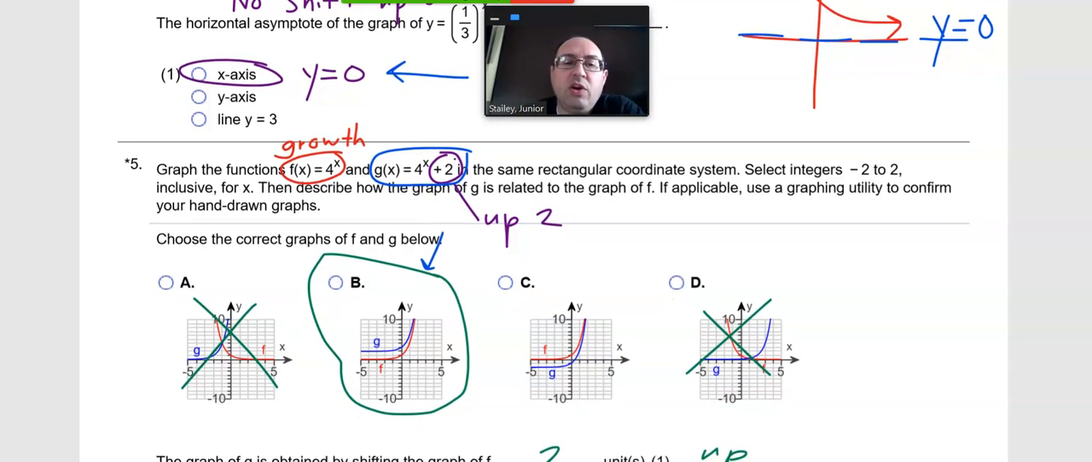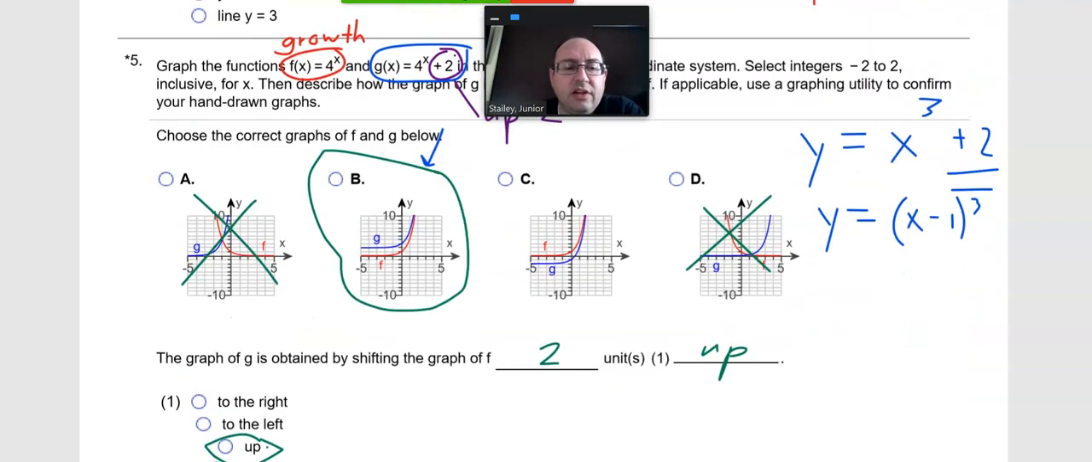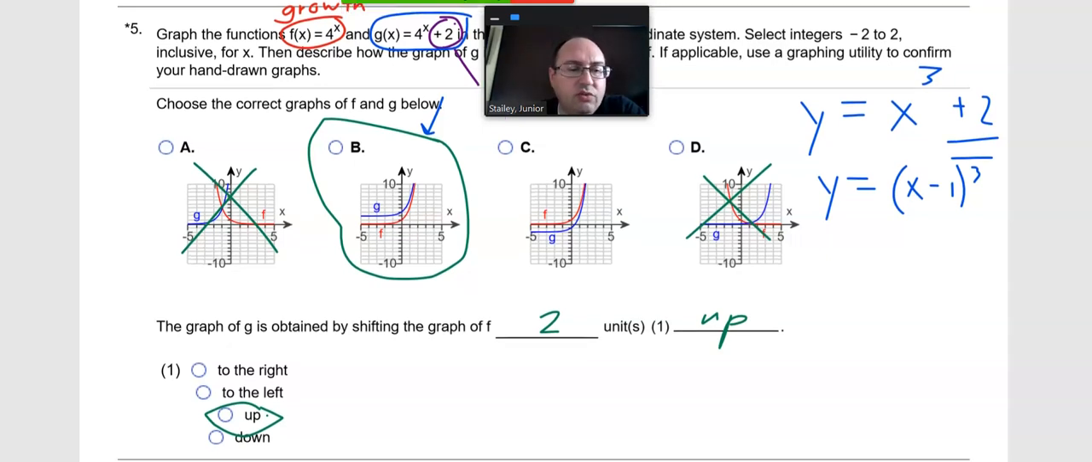Now how do I know it's up 2? Well, it's on the outside of the function. Things that affect the left and right movement would be something up with the exponent. Remember when we had x cubed and we put a +2 on the outside, this would take the whole graph and move it up 2 because it's on the outside, versus something on the inside, which would be like right 1. We'll see that happen with the exponent in a little bit. But yes, so we would indicate 2 units up on the second part of question 5.